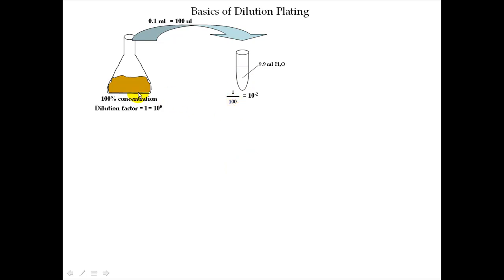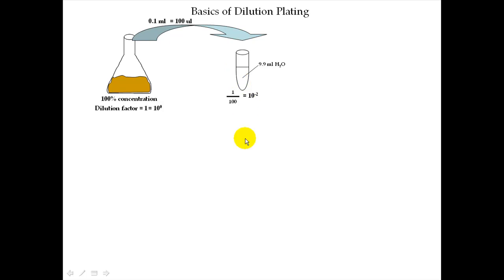Typically, if you have a really concentrated sample, a 1 to 100 dilution would not be dilute enough to give you a plate that has a nice manageable number of colonies on it. So when you do dilution plating, typically you carry out the dilutions further than 1 to 100. And one way to do that is just to do what we did here, except now to this tube.